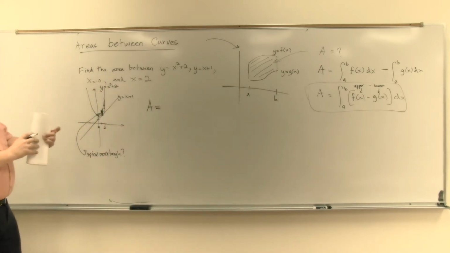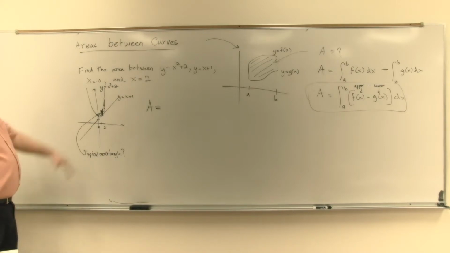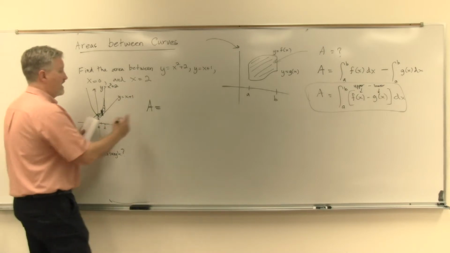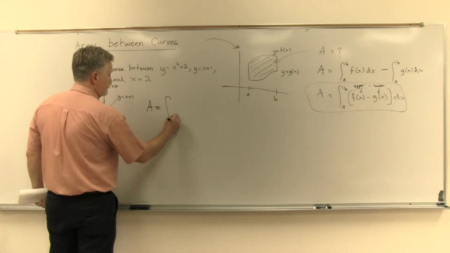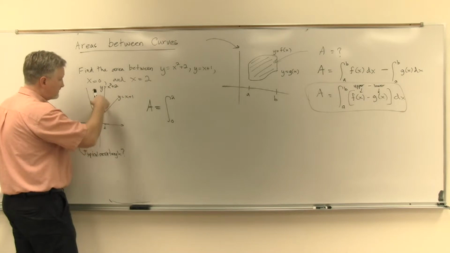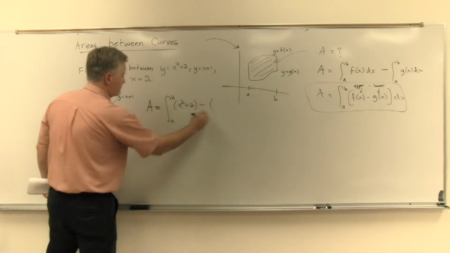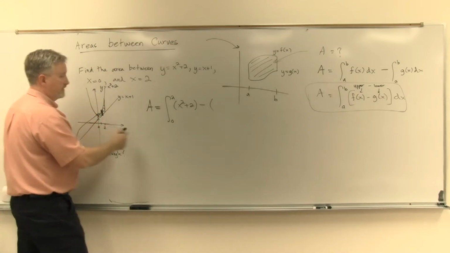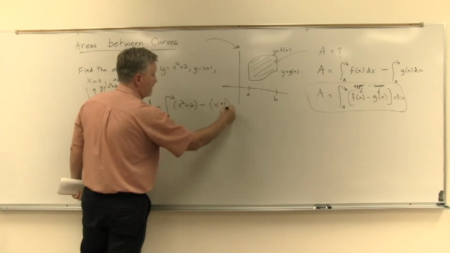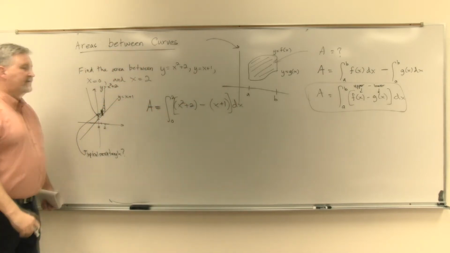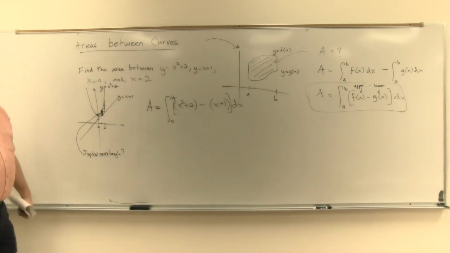So find the area between y equals x squared plus 2 and y equals x plus 1. And so we just saw that if we're doing the area between curves, we do the upper one minus the lower one, that integral. So in this case, we do 0 to 2. The upper one would be x squared plus 2, and then minus the integral, the bottom would be x plus 1. And so you're just going to subtract those two.